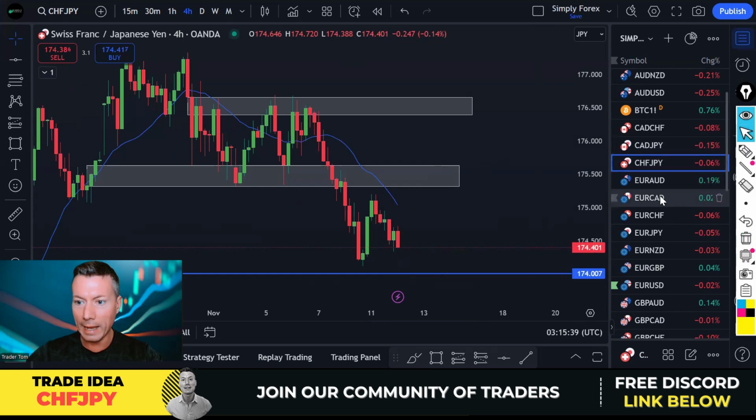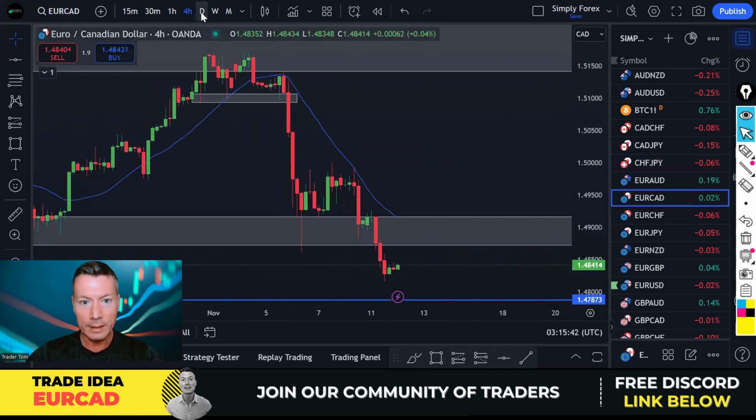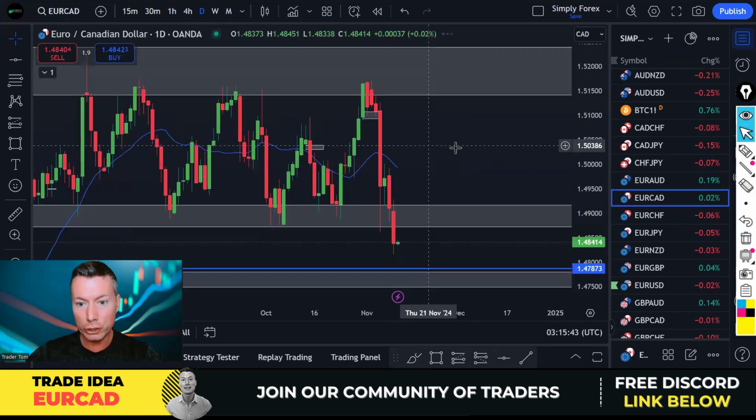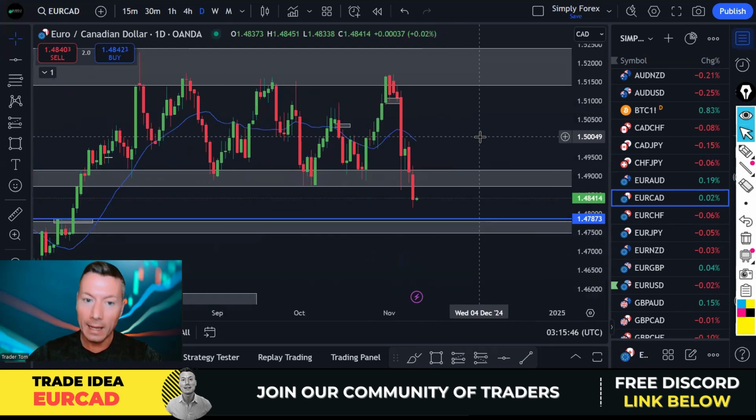We're also looking at euro Canadian dollar. This has just had a fresh structure break, and I love a fresh structure break more than I love a day at the beach or Gal Gadot.